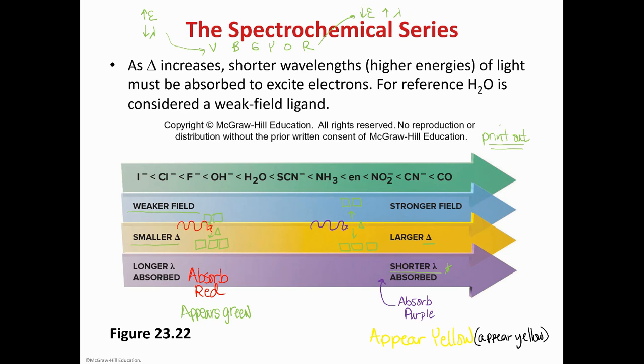In the case of these transition metal complexes, some ligands produce a big gap, and those guys will absorb more in the violet or purple range. Some create a small gap with those d-orbitals, and those absorb in the red region.